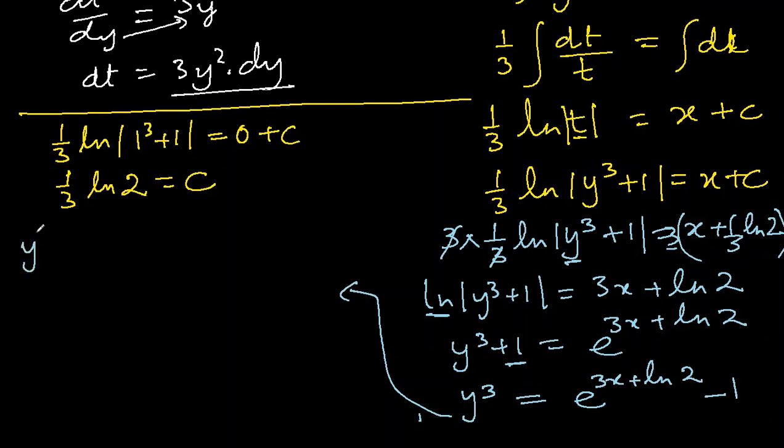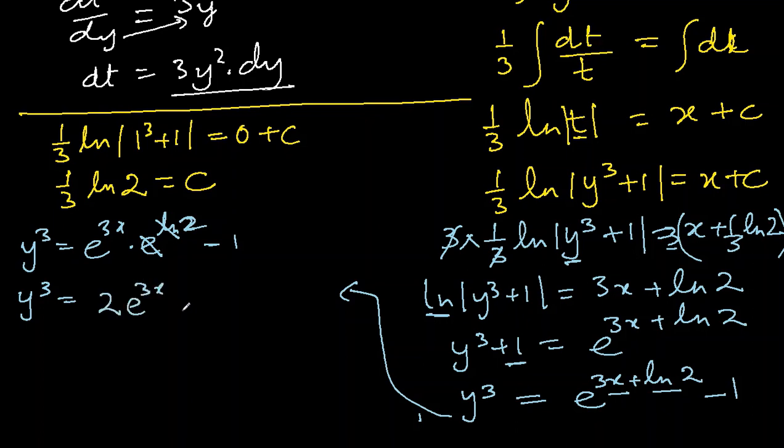Y cube equal to, let's separate 3x and ln 2 so that we get rid of ln here. So e to power 3x times e to power ln 2. Yeah, when exponents add up, their bases can multiply, and that's what I'm doing here. So ln and e are inverse of each other, so they neutralize each other, so we're left with only 2 here. So y cube equal to 2 e to power 3x minus 1. This 2 I wrote in front and made it the coefficient.